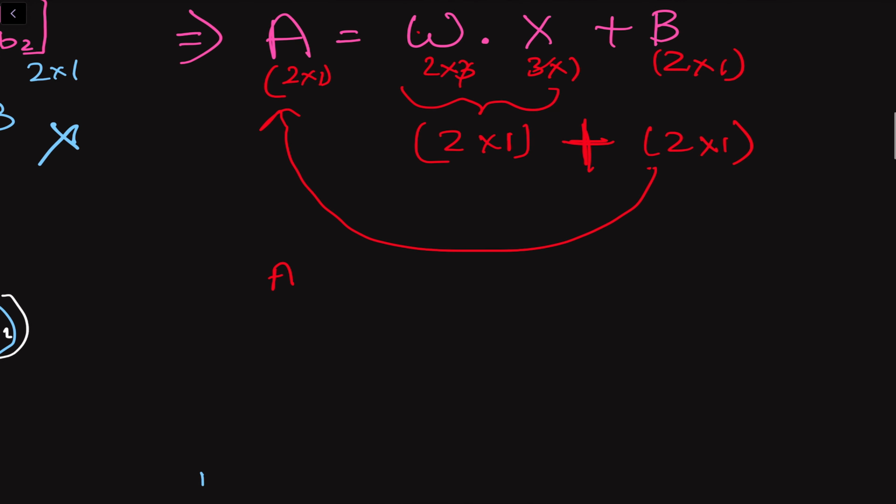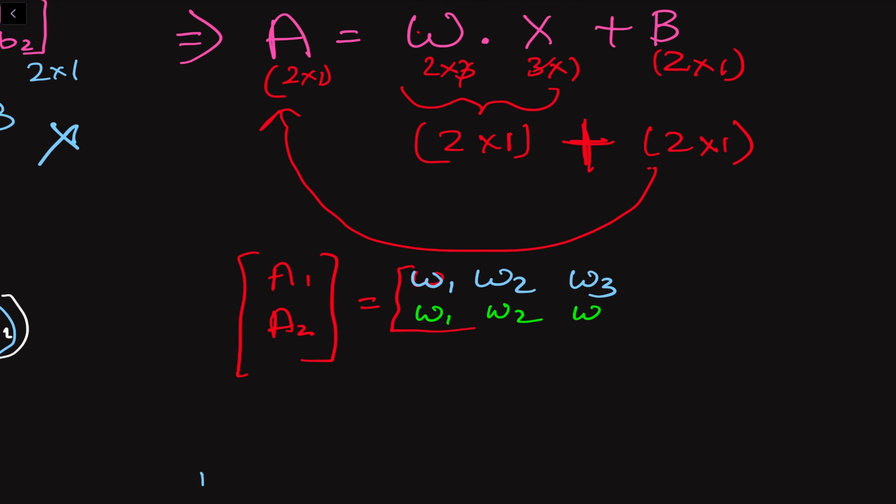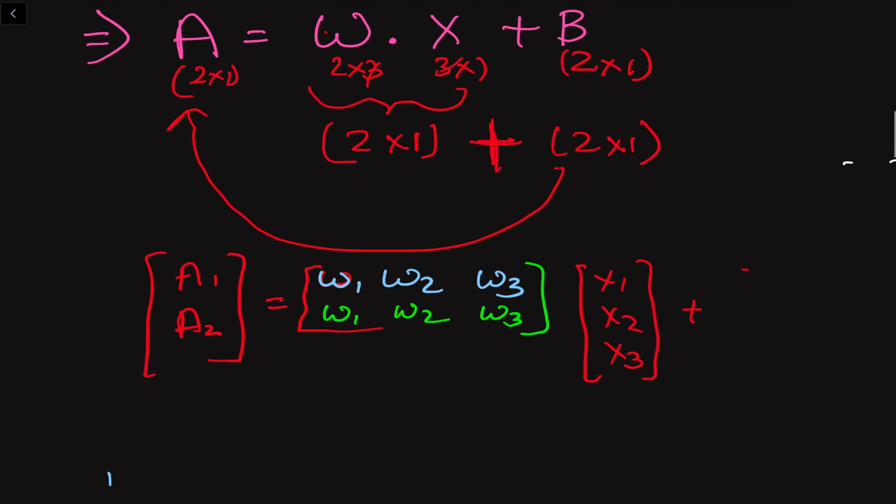So A1, A2 is the matrix, right? And W1, we'll write it as, okay, we should use blue. W1, W2, W3, W1, W2, W3. Okay, right, X right here, X1, X2, X3, plus B1, B2.